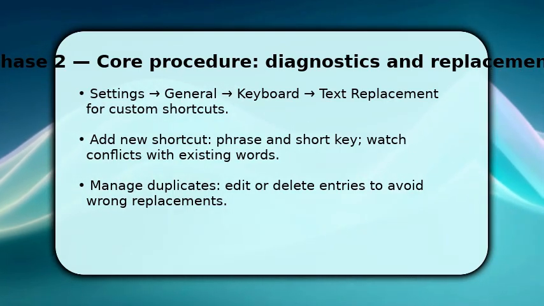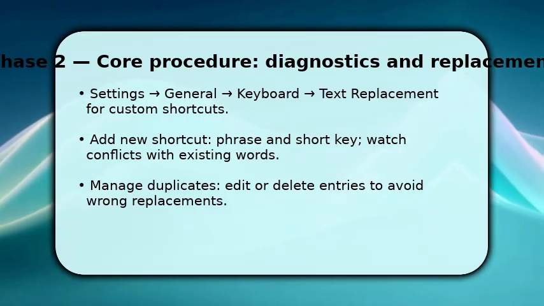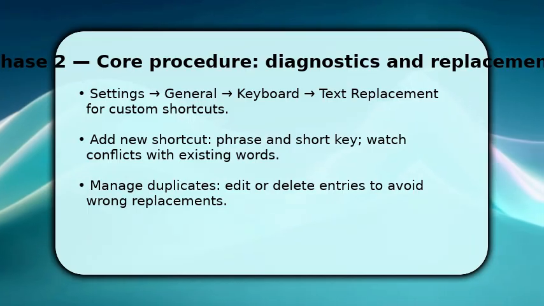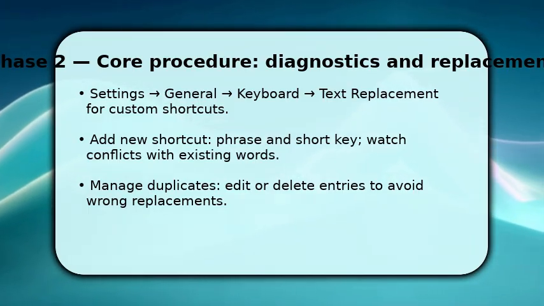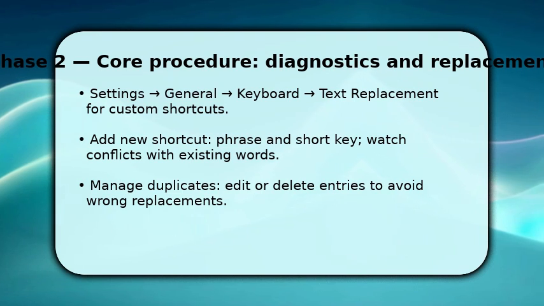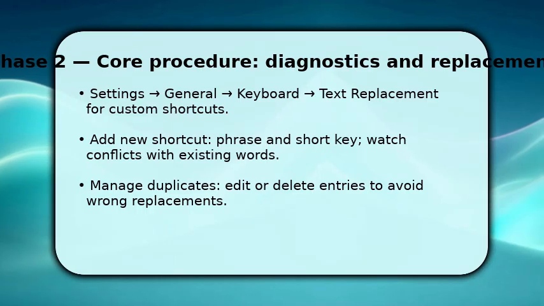Make sure shortcuts are distinct from common words, otherwise predictions will change your intended text. Once done, review the list and remove any duplicate or conflicting entries to prevent mistaken replacements. You'll notice typing becomes faster and more predictable after a brief tidy-up. Finish by testing in Messages or Notes.